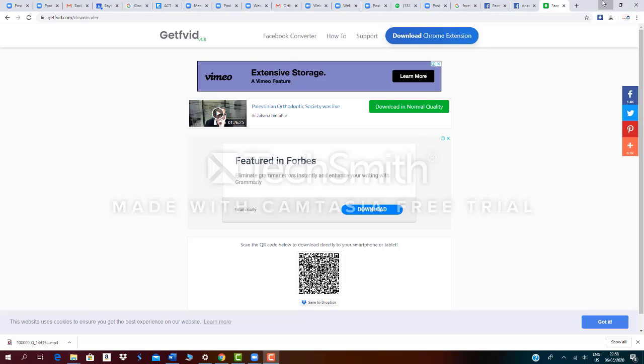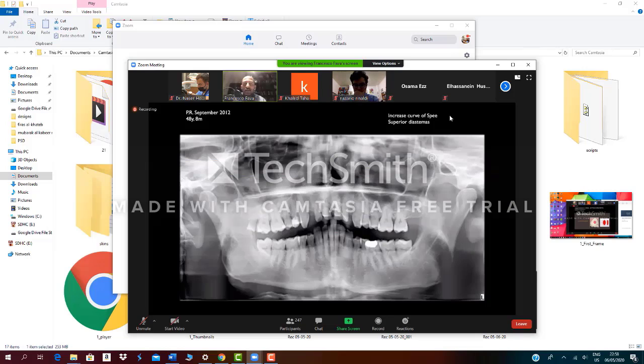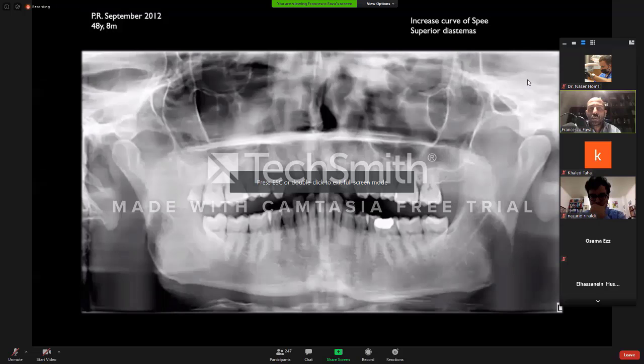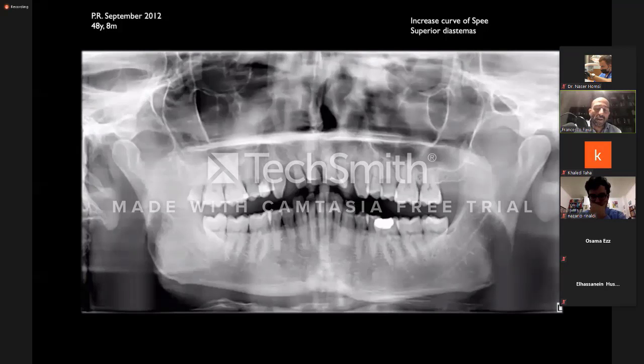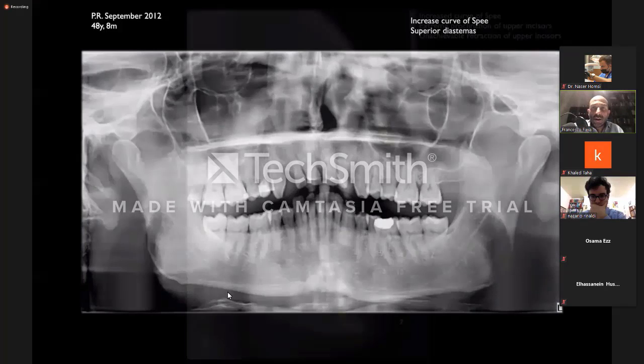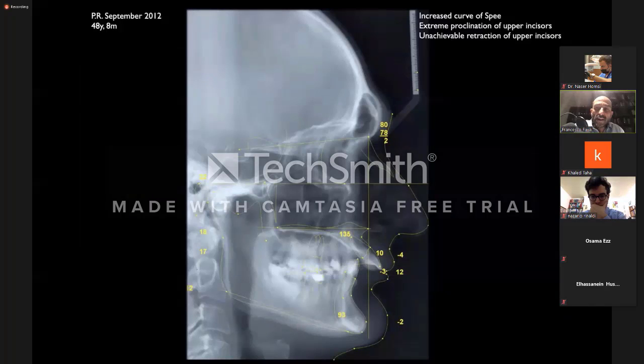Diastemas: we can see spaces between the lateral incisors and the canines, between the upper centrals, and between the upper laterals and upper right and left canines. Let's take a look at the lateral X-ray.